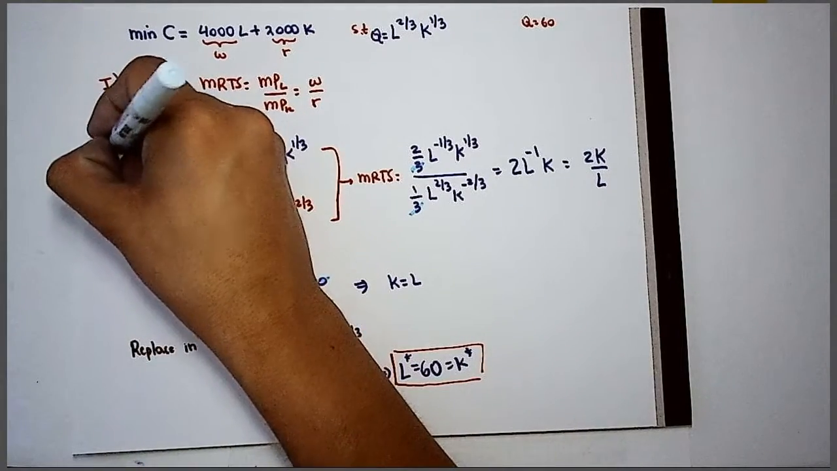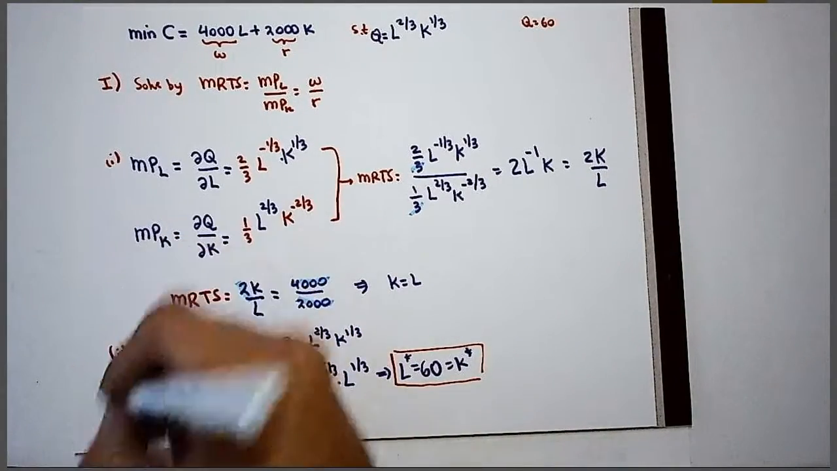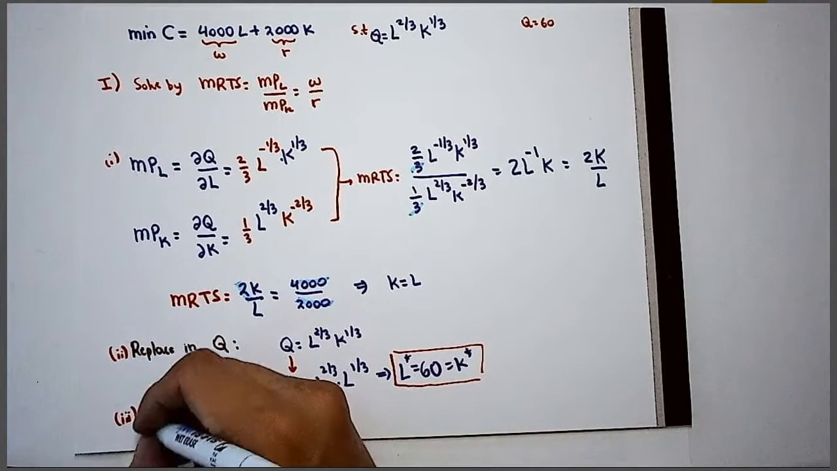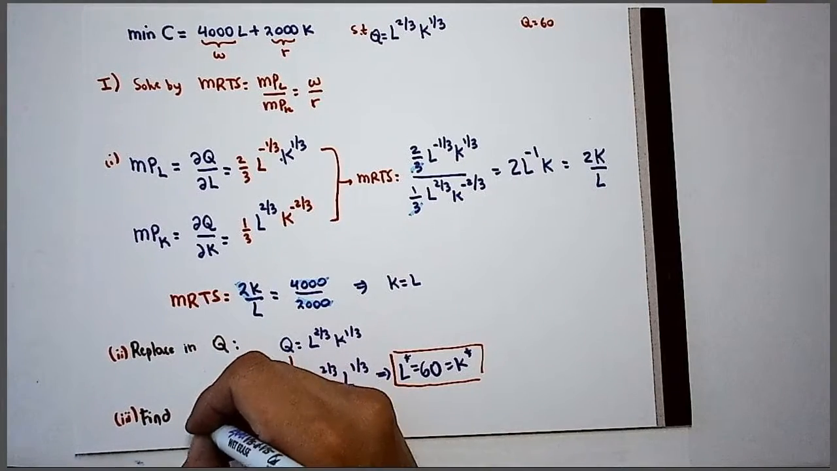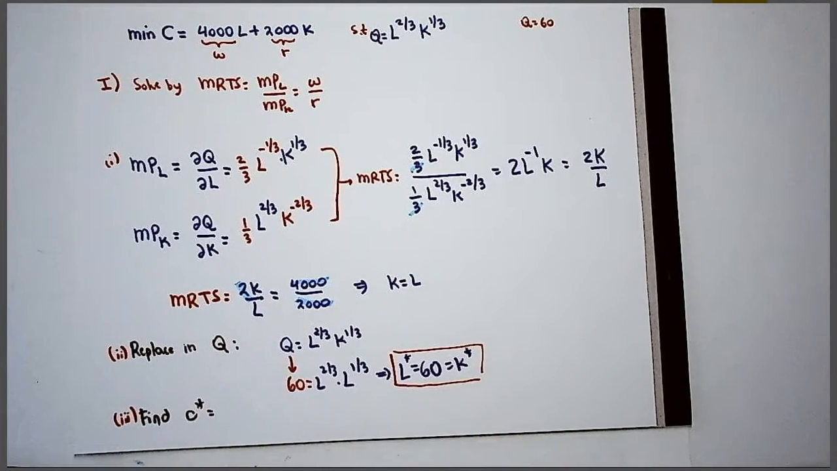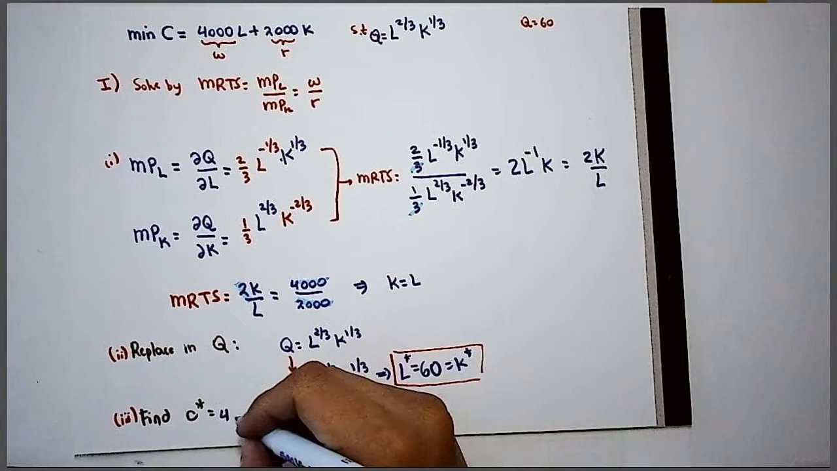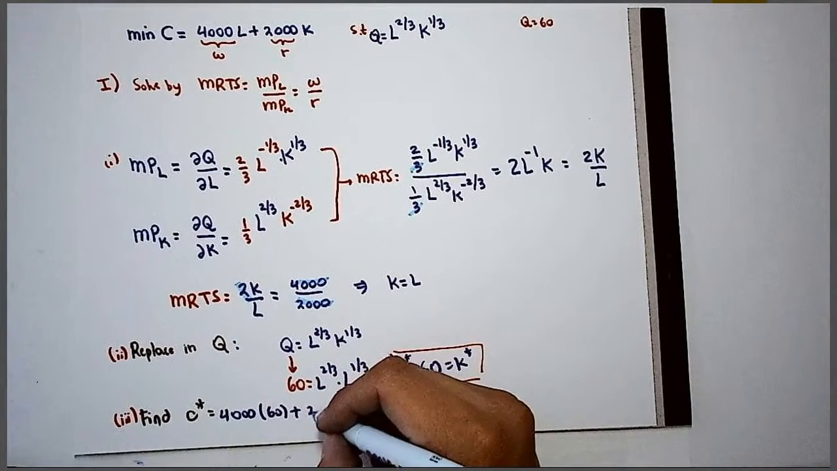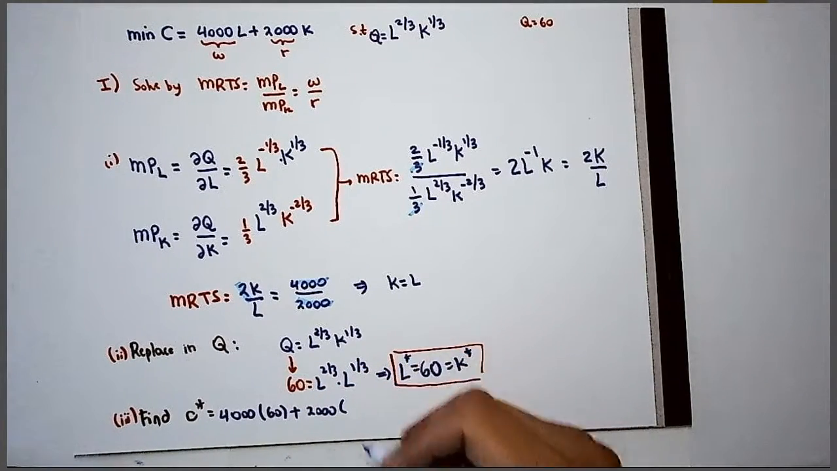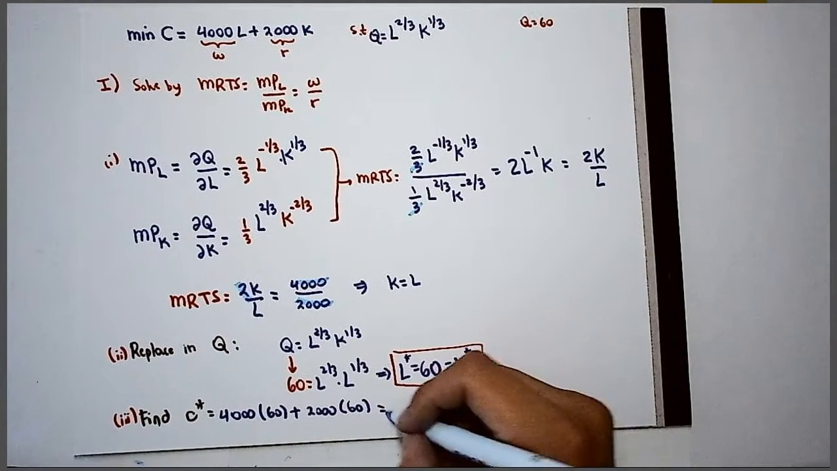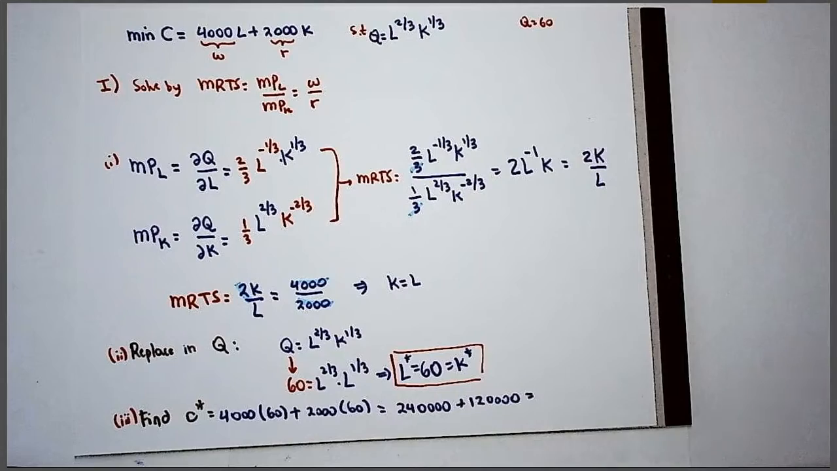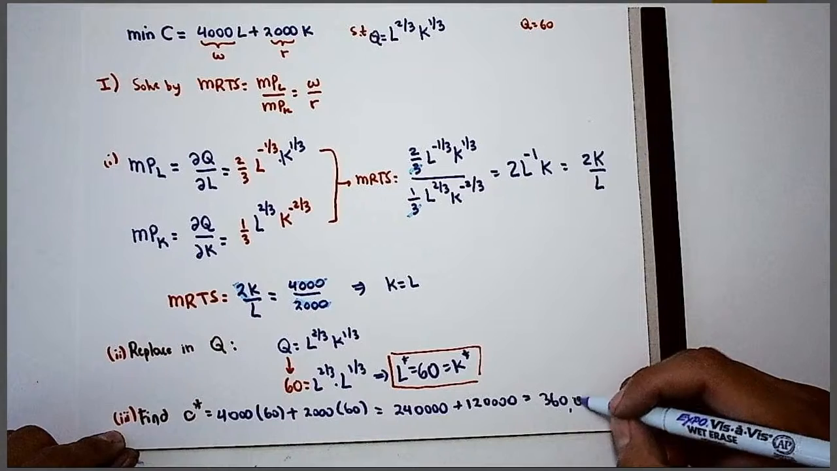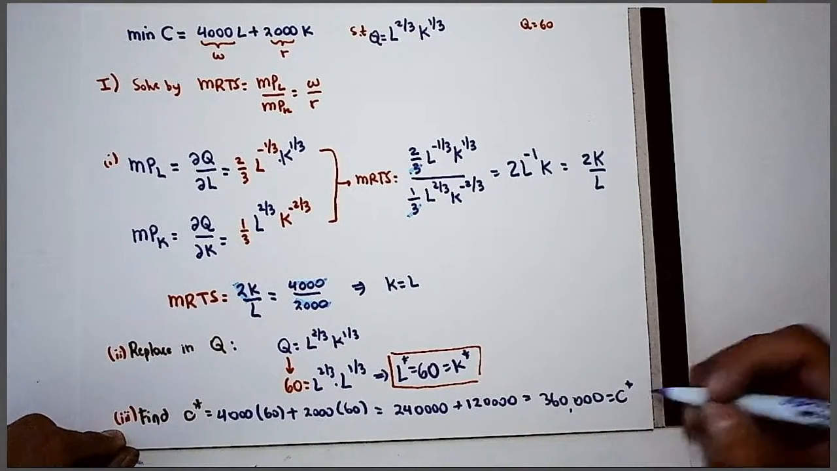So this is step 1, this is step 2, and finally in the third step, we just find the optimal cost. This is 4,000 times 60 plus 2,000 times 60. So this is equal to 360,000. So that is the optimal cost.